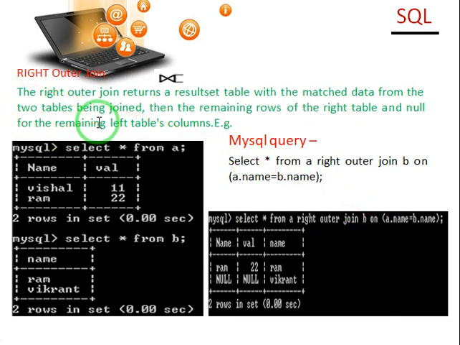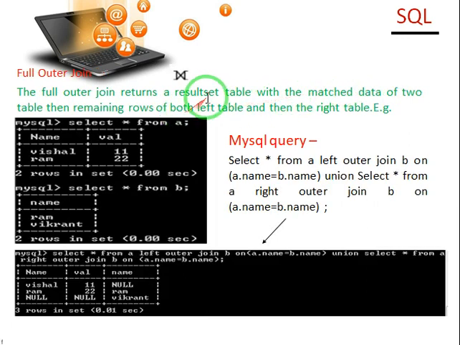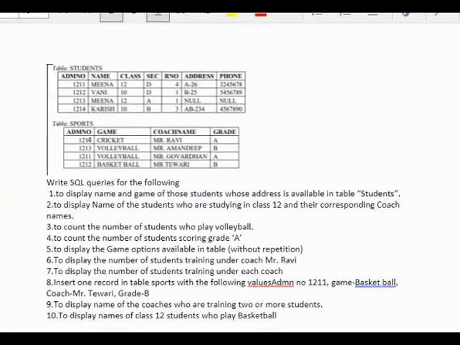Similarly for right outer join, where the right outer join returns a resultant set with the matched data from the two tables being joined, the remaining rows of the right table, and null for the remaining left table's columns. Now the full outer join returns a resulting table with the matched data of the two tables, then the remaining rows of both the left and the right table.